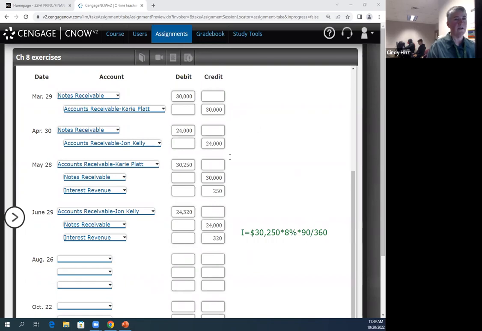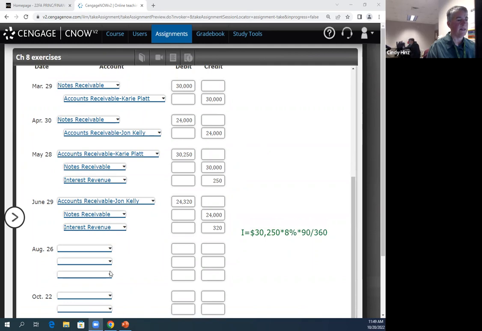So that's another $605 worth of interest that Carrie has paid us. We're going to report that interest revenue. How much did she pay us in total? The original $30,000 plus the $250 on the note plus another $605. And we're going to remove from the account receivable the full amount that we had put in there back on May 28th, $30,250.